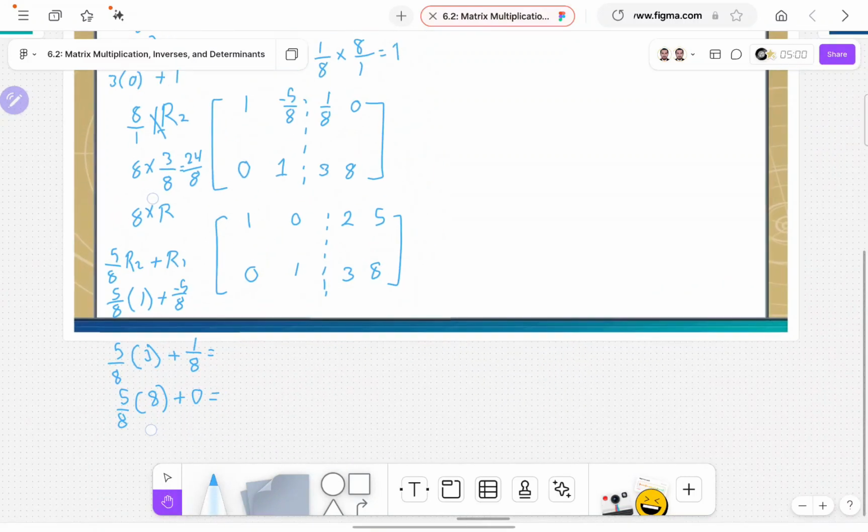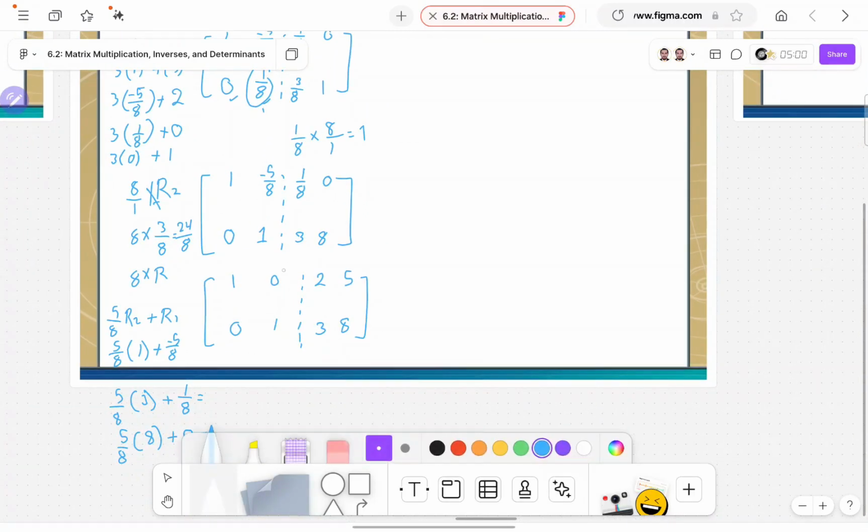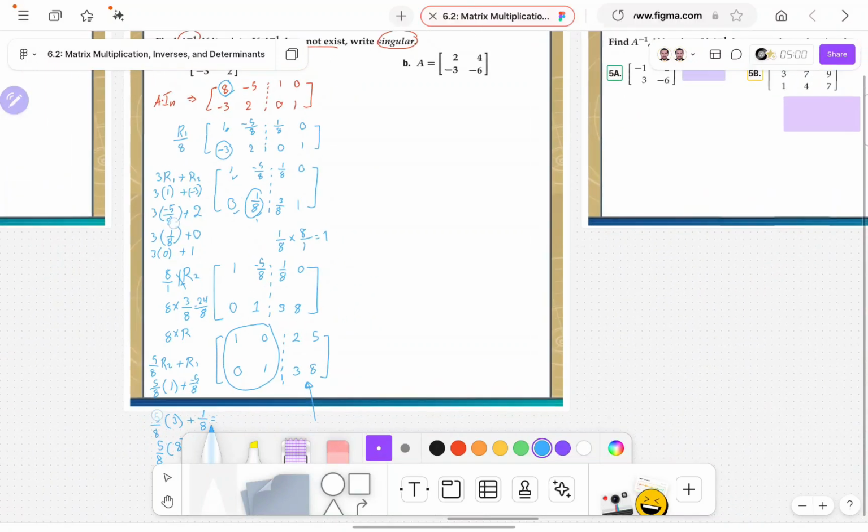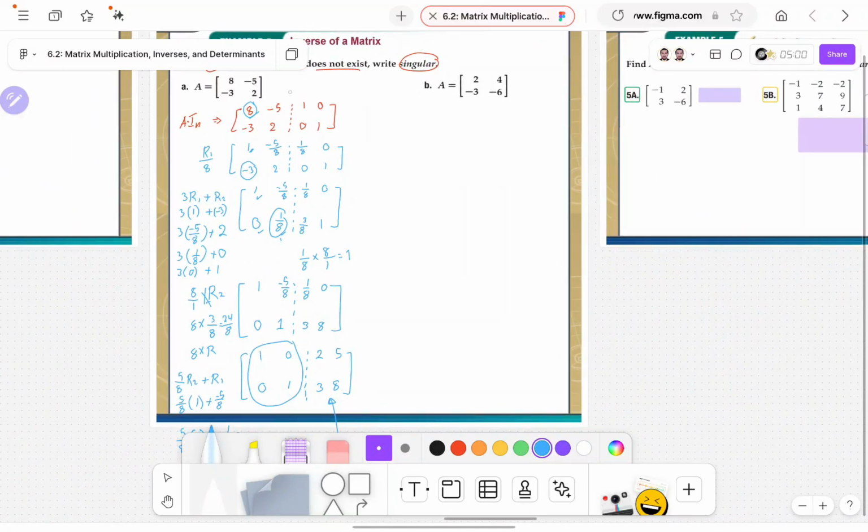So as you can see, I made this side row echelon form, and this one is the inverse. If you look here from the first step that we did, here it's 2, 5, 3, 8. Here it's 8, negative 5, negative 3, 2. So do you notice anything? You can notice that we flipped A and D diagonally, and we switch the sign for B and C.